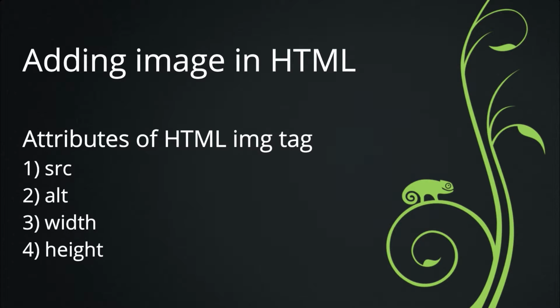Next, alt. The alt attribute defines an alternate text for the image. If the image can't be displayed, the value of the alt attribute describes the image in words. The alt attribute is considered good from an SEO perspective.